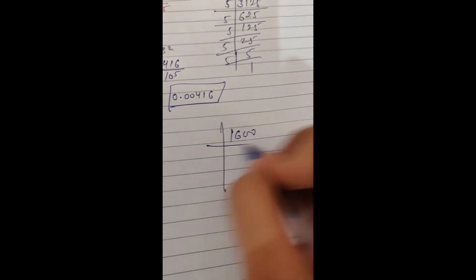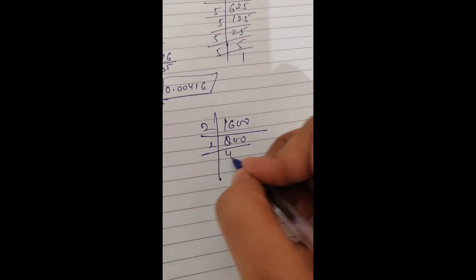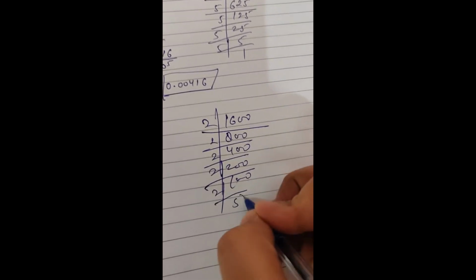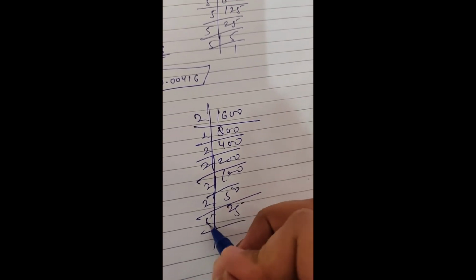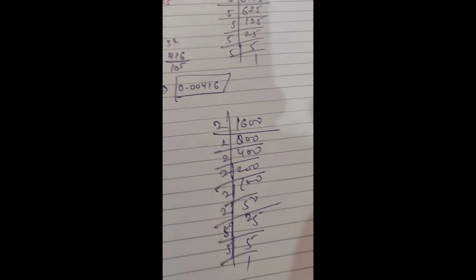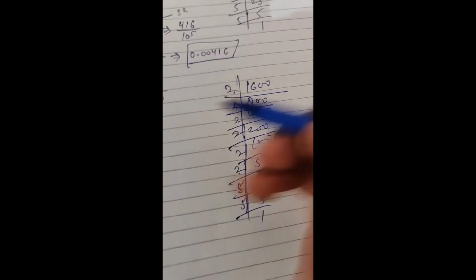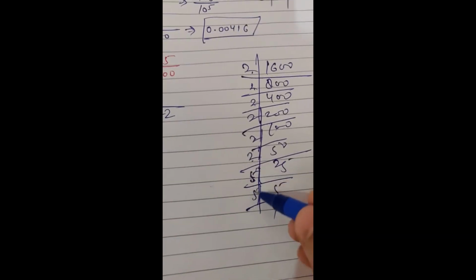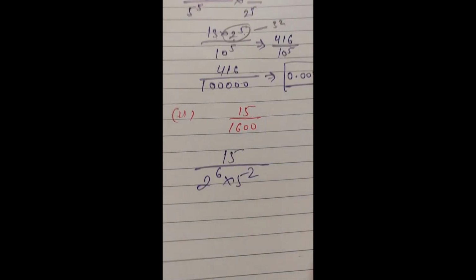In the case of 1600, you can do it again. If you want to do the prime factorization, this will be 800, this will be 400, this will be 200, this will be 100, this will be 50, this will be 25, 5, 5, 5 and 1. So how many 2's are there? 1 2 3 4 5 6. So what you can write is 15 upon 2 to the power 6 and 5 square, only 2. So this is your representation now.